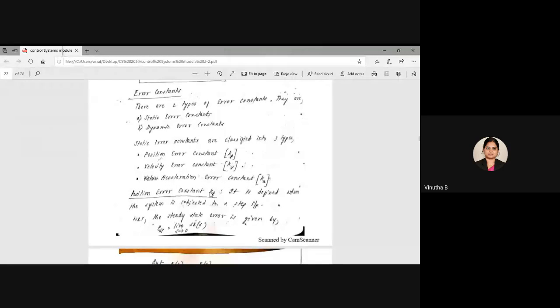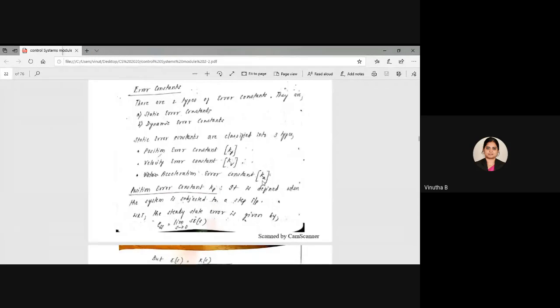So in this error constants, you have to study two types. One is the static error constant and one more is the dynamic error constant. So first we will consider the static error constants, and in that we have again position error constant, velocity error constant, and acceleration error constants. So this Kp will be given by limit as S tending to 0 S into E of S. For Kv it is S square into E of S. Similarly for Ka, you have to see what is that.